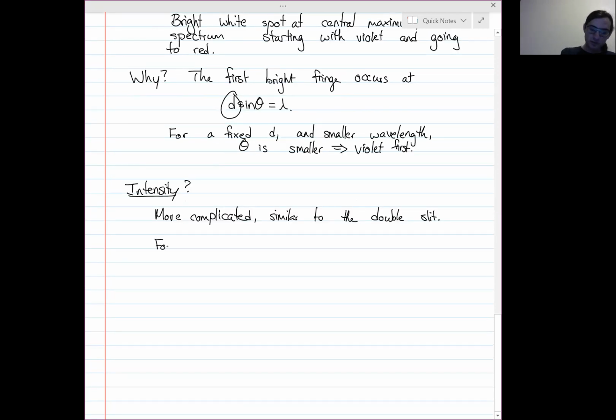For n slits, each bright spot is n squared more intense, let's say, from a single slit.